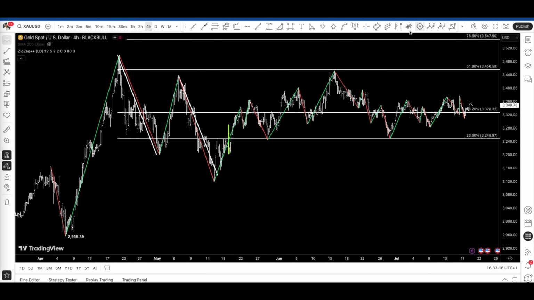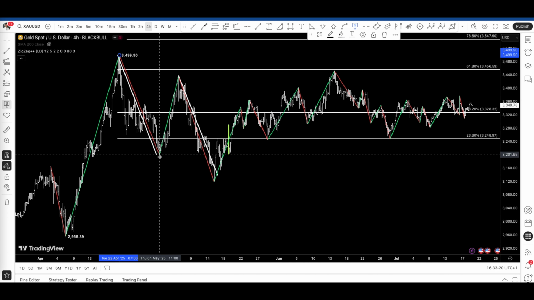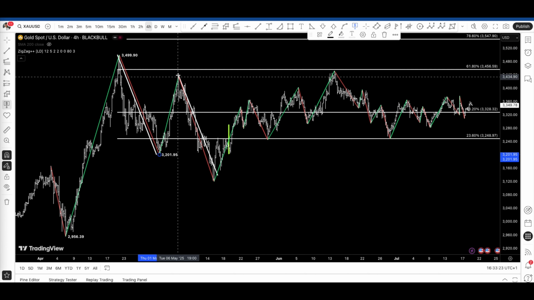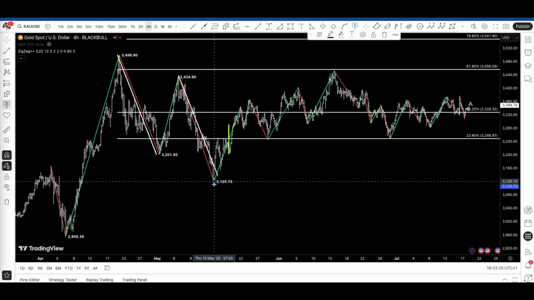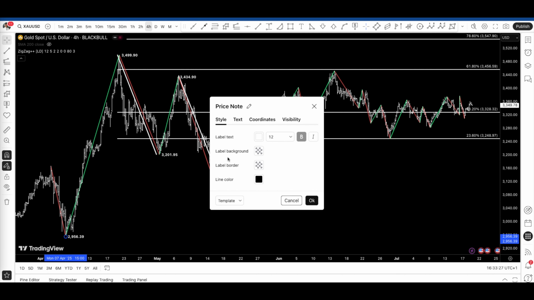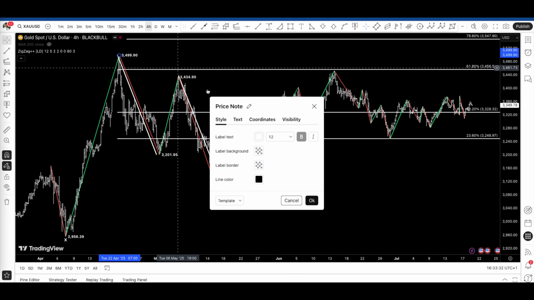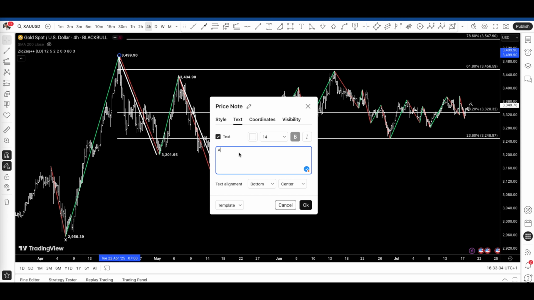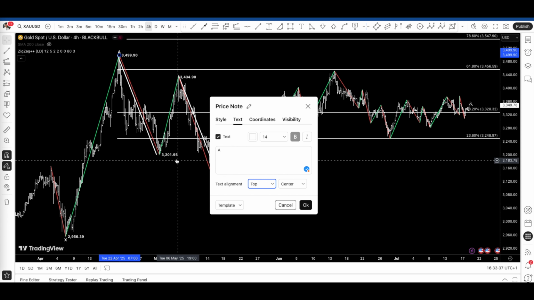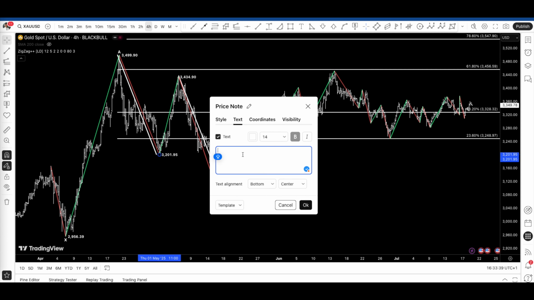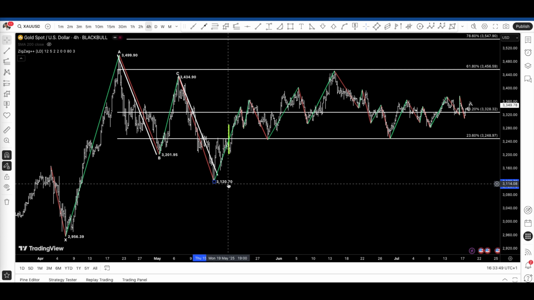So I'm going to just drop the price labels on each leg. That will be my X point. That will be A. B. C. And D.